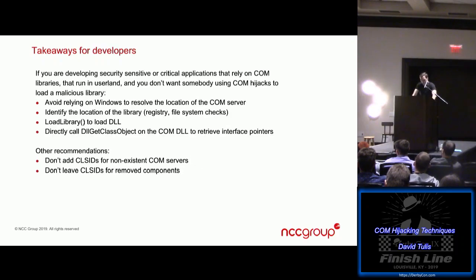If you're developing security-sensitive applications, or reviewing an application that runs in user space, don't rely on the OS or the registry to locate COM objects. Don't use CoCreateInstance. Instead, you should try to identify the location of the library on disk manually. Check the registry, check the file system, make sure that this is a library that you're expecting to load. Then you can call LoadLibrary and directly call DllGetClassObject on the DLL, still using all of the COM features without relying on the insecure registry lookup procedure.